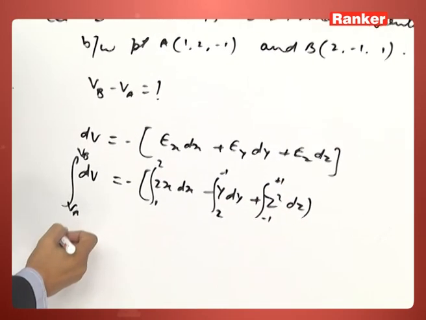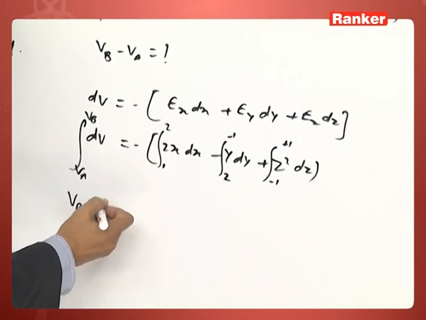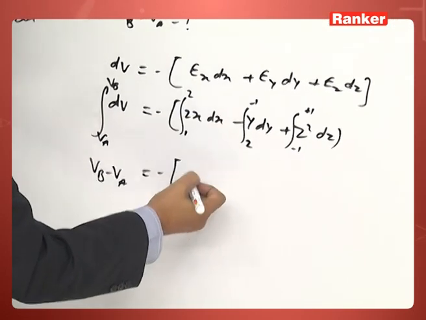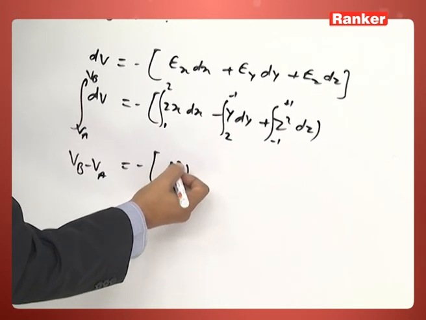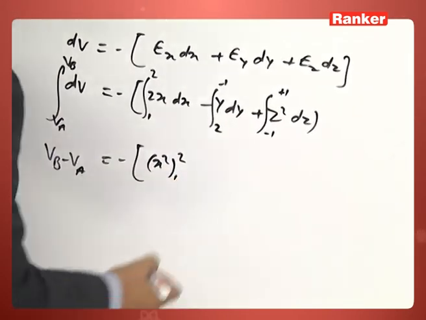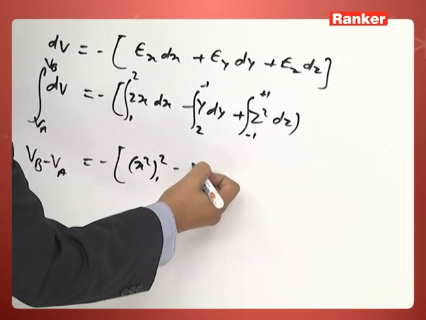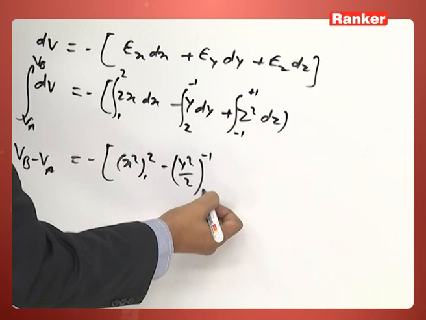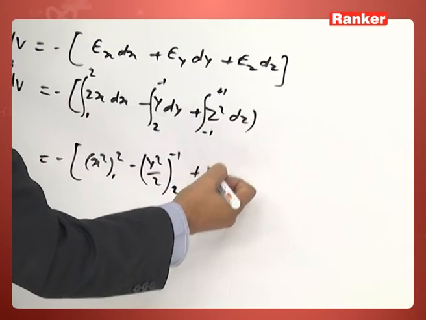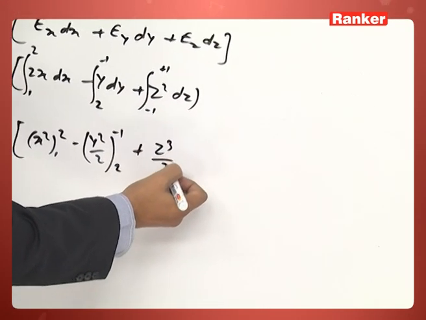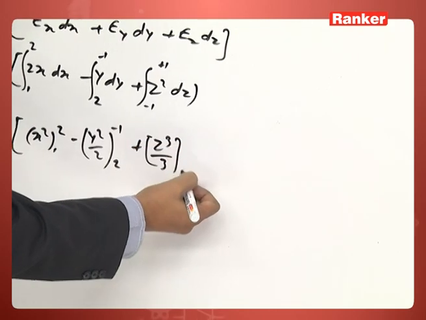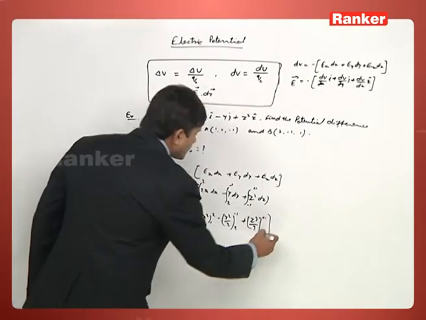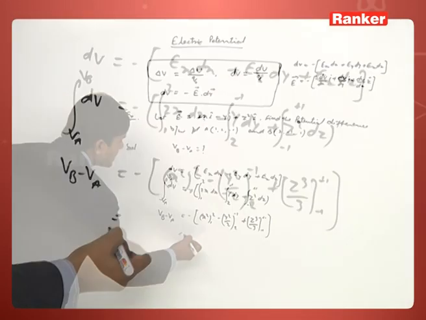Now simplify. So VB minus VA is given as minus of x square, limit 1 to 2, minus y square by 2, limit minus 2 to 1. Now then z cube by 3, and limit minus 1 to plus 1, like this. And after that we can simplify.